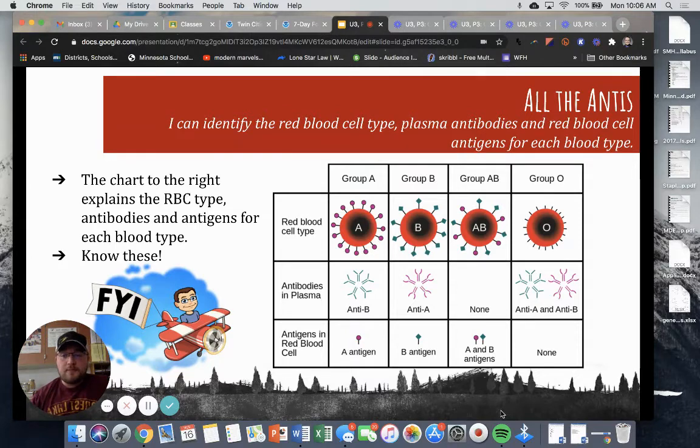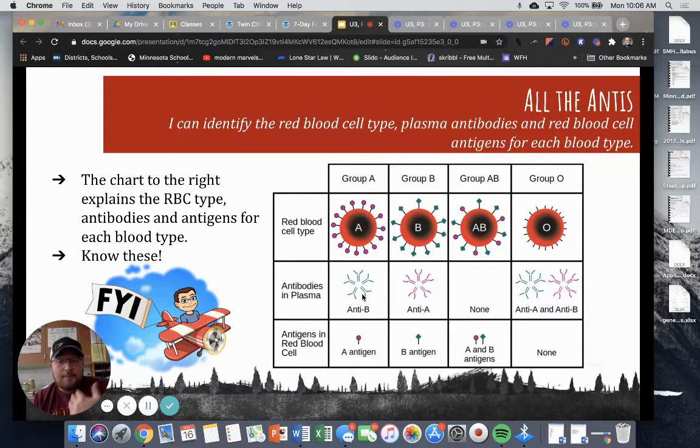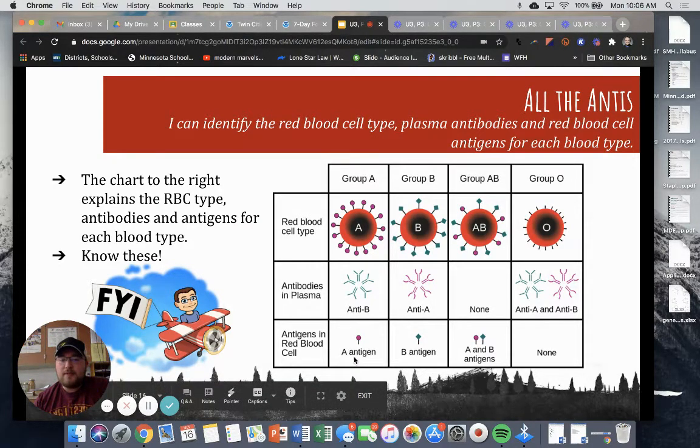So let's review. If I am an A positive or a type A blood, I'm going to be falling under this group A. My red blood cell type is A. My antibodies are going to be anti-B because I'm going to be fighting off the B antigens if I were to receive them. And the antigens present in my red blood cell are type A antigens, okay?